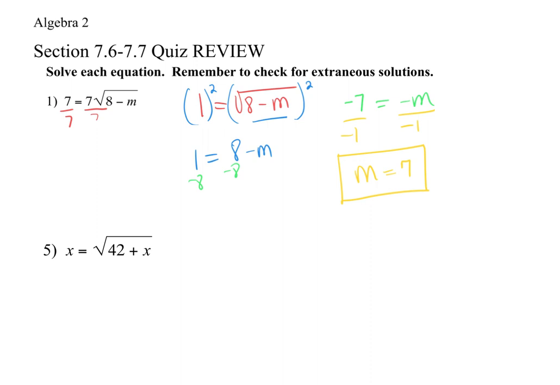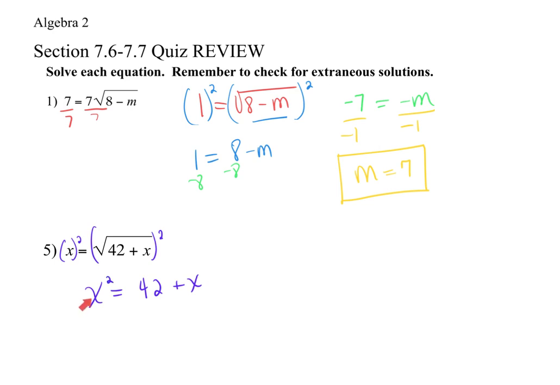All right, for this next one, I actually already have the radical by itself, but I do need to square both sides. So I can just start right at that. I don't have to move anything over first. So I'm going to square this side, and I'm going to square that side. With this one, I will get x squared equals 42 plus x.